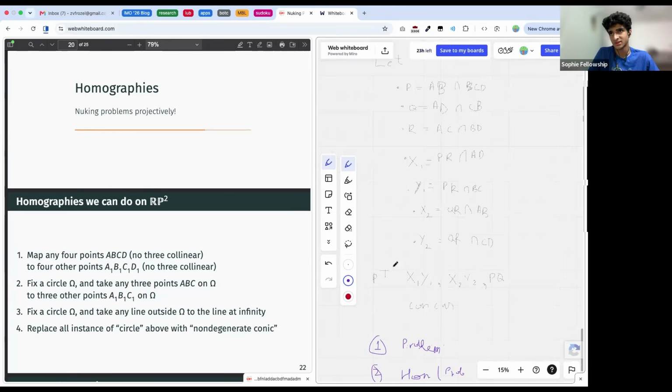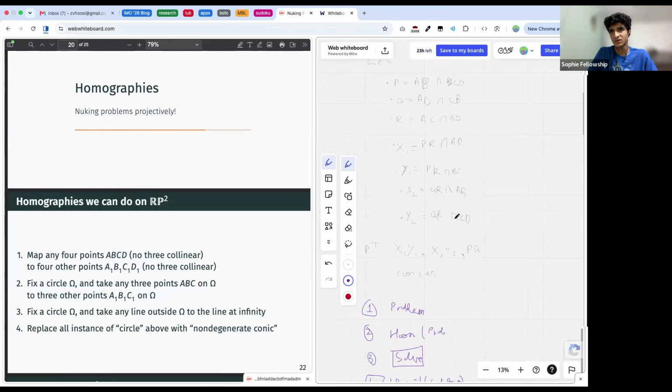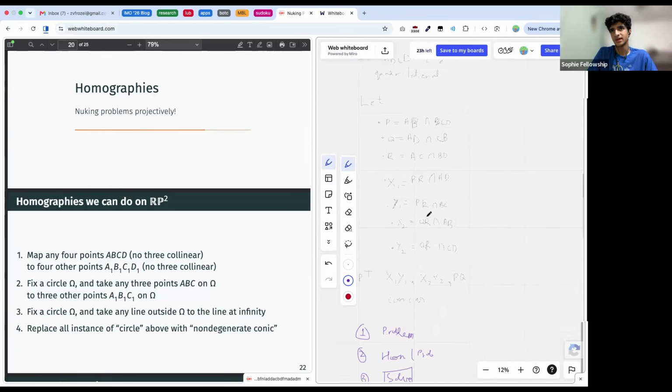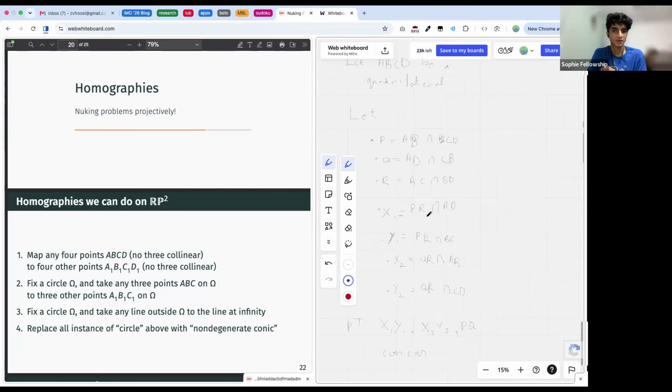And why a square? Because squares are just nice to work with. And what that means is that if I solve this problem in the case where ABCD is a square, then I've solved the problem for any quadrilateral ABCD. So now we're obviously just going to do that. We're going to take a square ABCD.